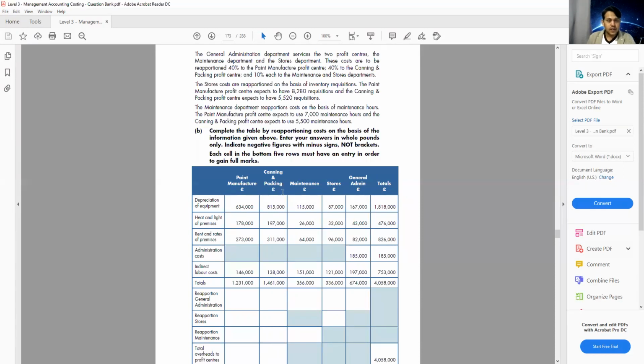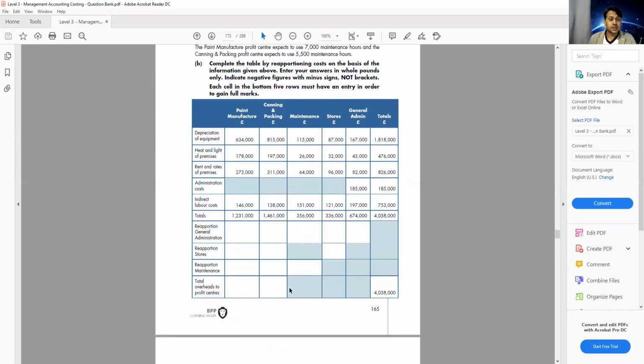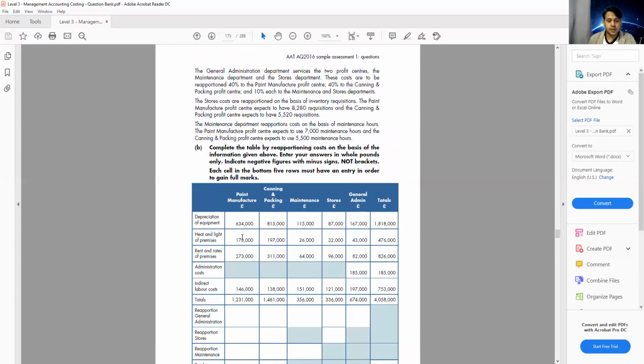Okay, let's take the requirement first. Complete the table by reapportioning cost on the basis of the information given above. Enter your answer in whole pounds only. Indicate negative figures with a minus sign, not brackets. Each cell in the bottom five rows must have an entry in order to gain the full mark. So basically they're asking to make the total. Without the total, you can't get the full mark.